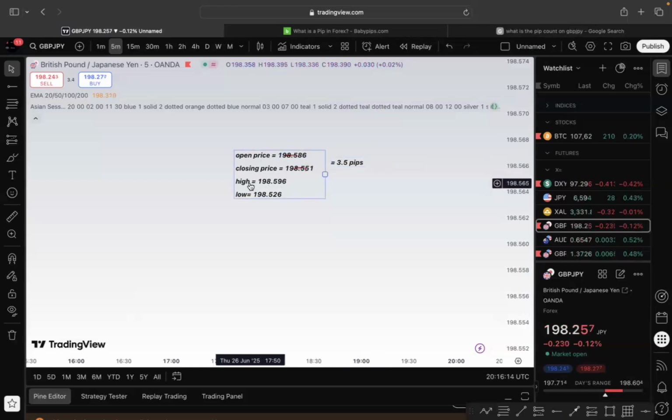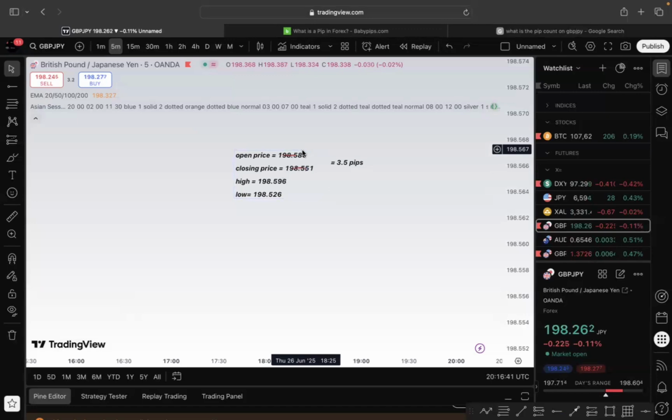Now, the opening price from 198.586 to the high, or the highest point price reached, is just a pip. Because if you look at it, 86 minus 96, I think you get negative 10. But you see, the negative there doesn't really change anything. It shows that it's still 1. Okay, so that's like 1 pip.